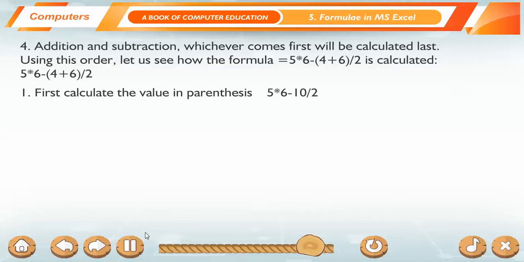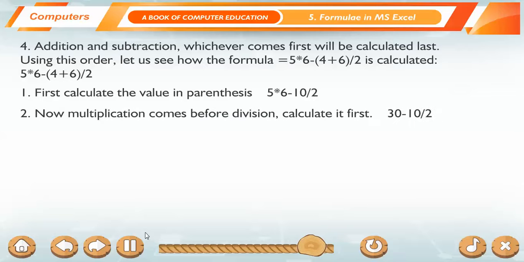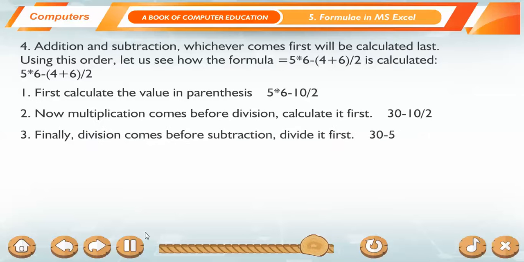5 into 6 minus 10 by 2. Now multiplication comes before division. Calculate it first: 30 minus 10 by 2. Finally, division comes before subtraction. Divide it first: 30 minus 5. Finally, 30 minus 5 is equal to 25.